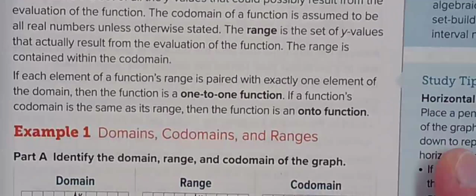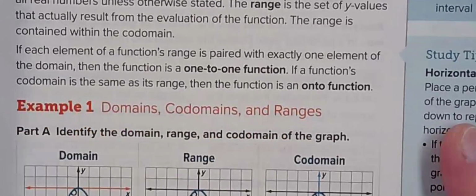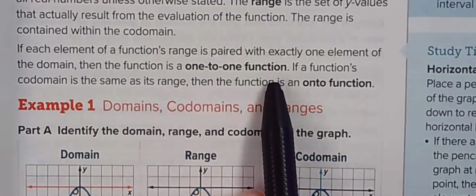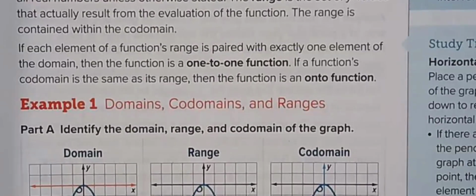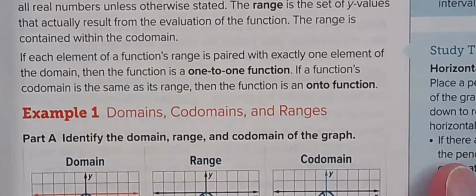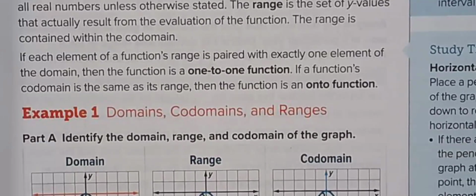All right, we saw this in the warm-up. If each element of a function's range is paired with exactly one element of the domain, so if every x has only one y value that goes with it, then the function is one-to-one. Now, in terms of onto, we never really crafted a definition of that. We saw the visual, right? If the horizontal line crossed the function at any point, that made it onto. If it missed the function, then it was not onto.